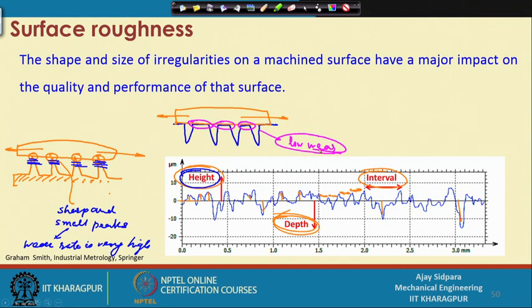Another important thing or advantage of this is that if you consider a piston and cylinder mechanism, this is the piston and this is the cylinder.